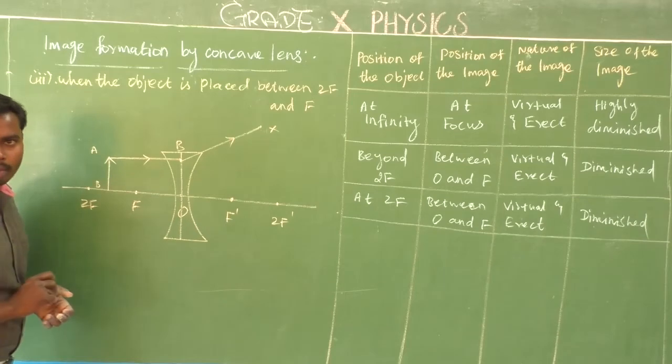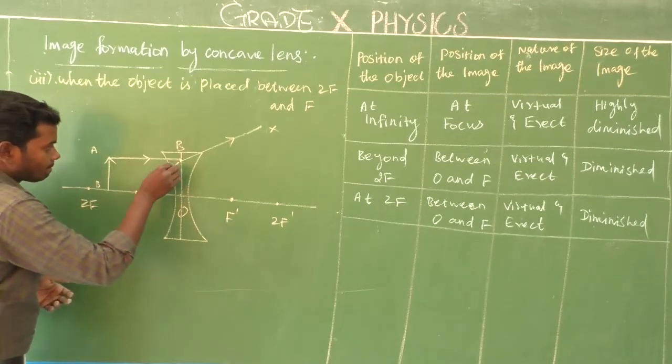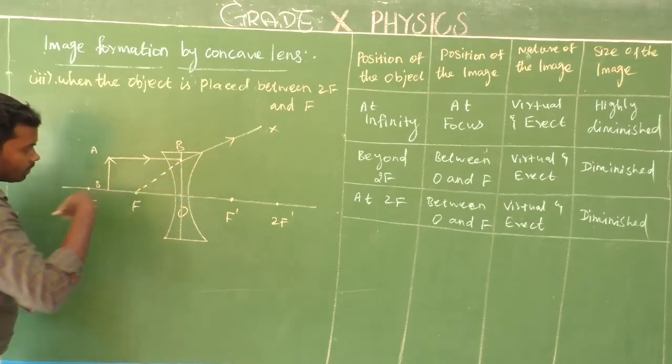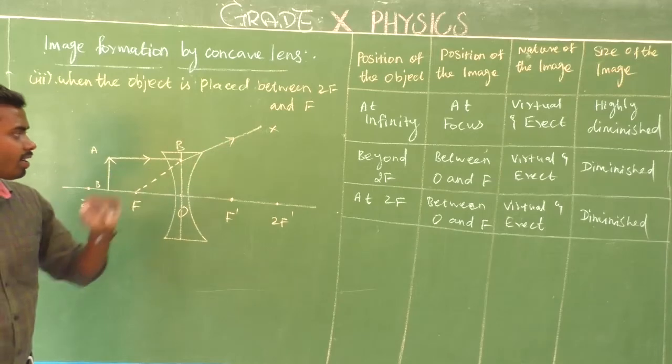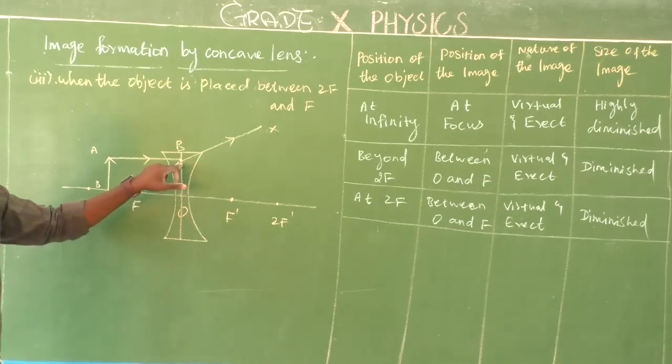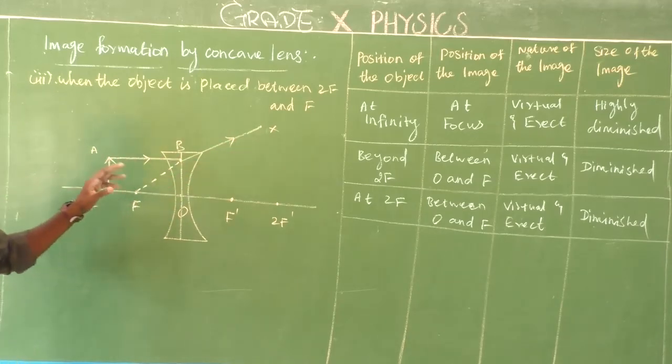That is the first rule of image formation. Am I right? Yes, like this. BX is a refracted ray. If we extend this refracted ray BX at the backside, it appears to be coming from its focus. This is the first rule of image formation of a concave lens. Is it clear? Yes, very simple.